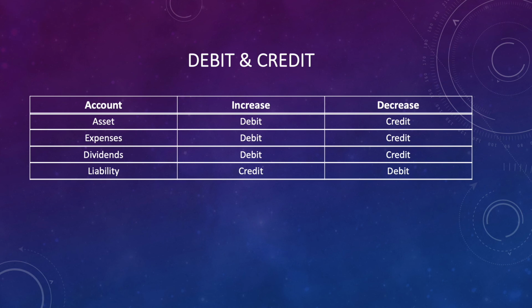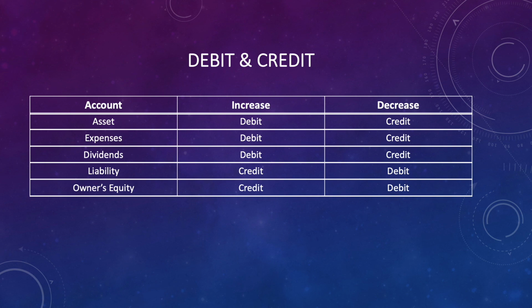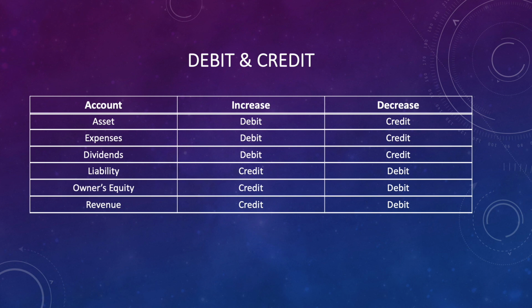Liability increases under credit and decreases under debit. Owner's equity increases under credit and decreases under debit. Revenue increases under credit and decreases under debit.